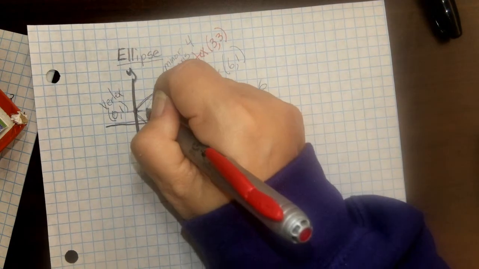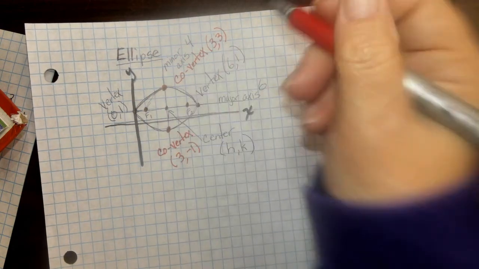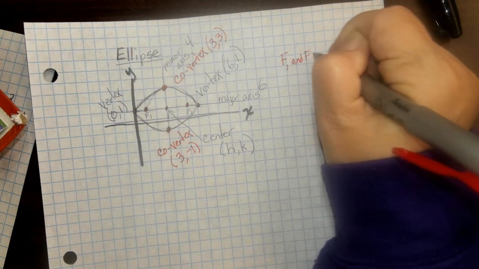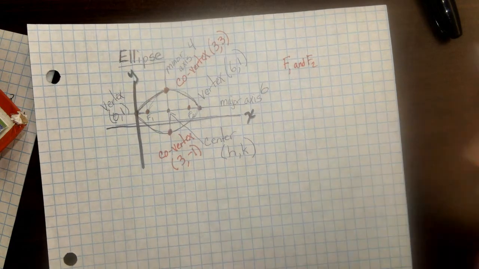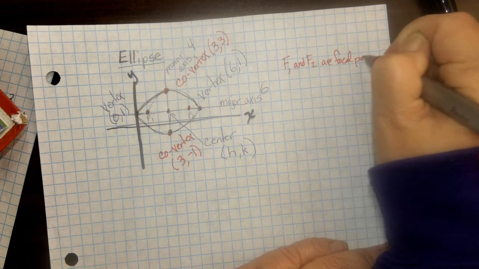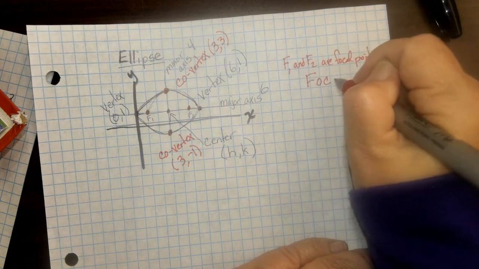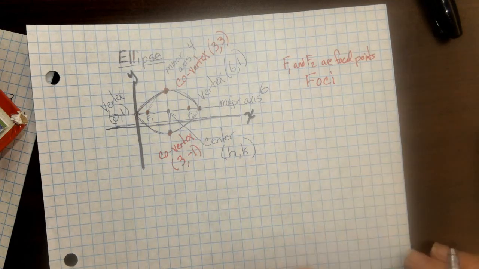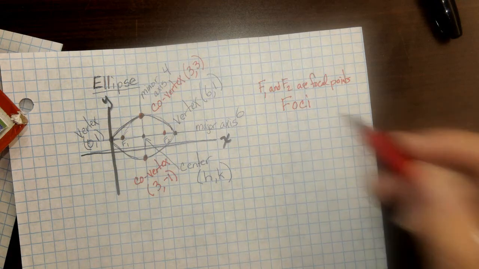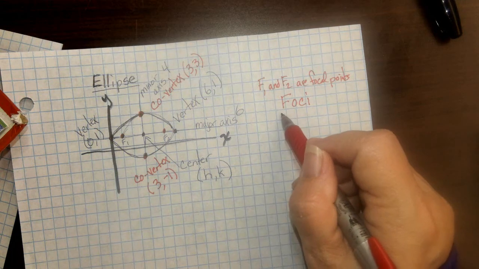And inside is where we have the two focal points, F1 and F2. F1 and F2 are focal points, the plural of focus, and I have heard it pronounced both ways, foci with a hard or soft C. So if you see that word, that's just the plural for focus.